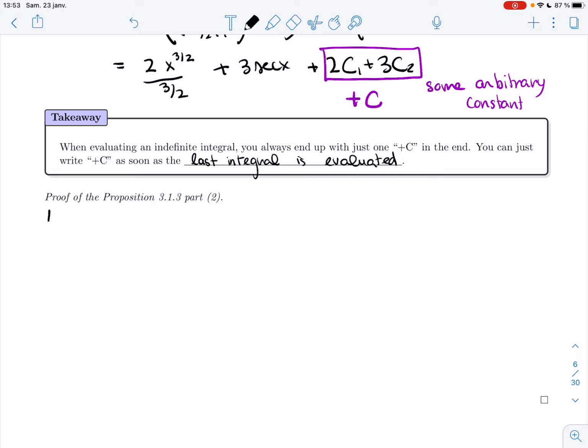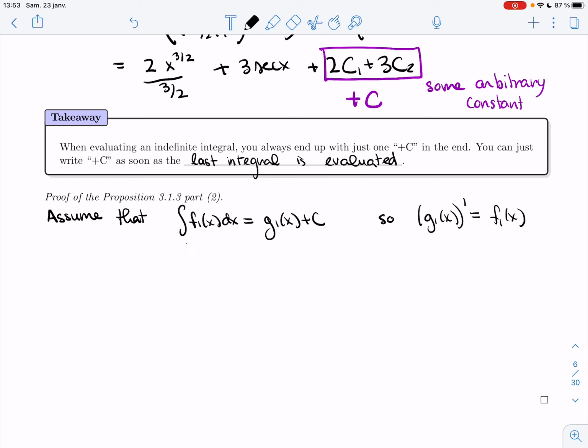All right, so let's assume that the integral of f1 is g1 of x plus c. So what does that mean? It means that this is an antiderivative. So if I take the derivative of g1 of x, I'm going to get f1 of x. All right, same thing for f2 of x. Let's assume that we already know how to integrate this. And so I'll get that g2 of x prime is f2 of x.